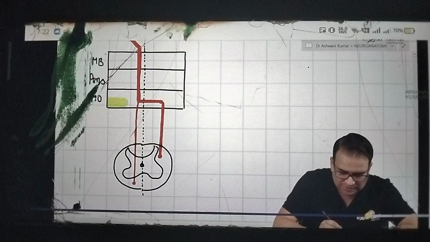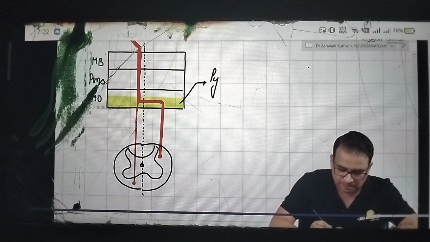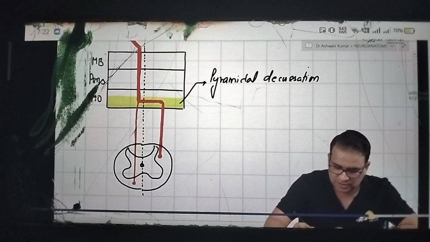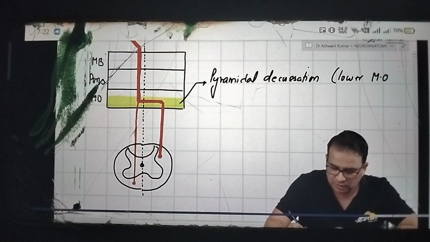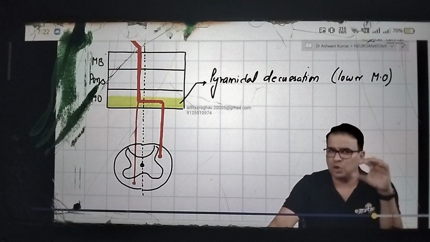First point to be noted here is where the decussation is taking place. Pyramidal decussation is taking place in the lower medulla oblongata. That's one question they've asked more than once: what is the level for pyramidal decussation? Just saying medulla oblongata is not enough, it's the lower part of the medulla oblongata.